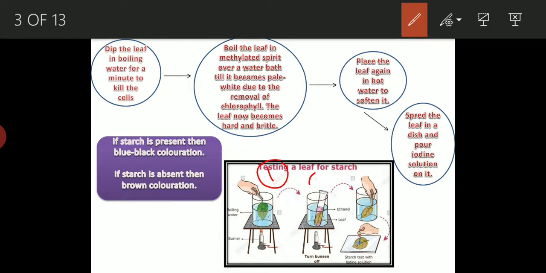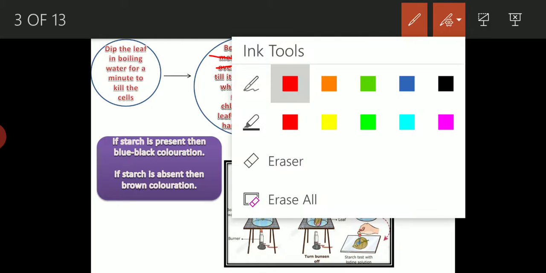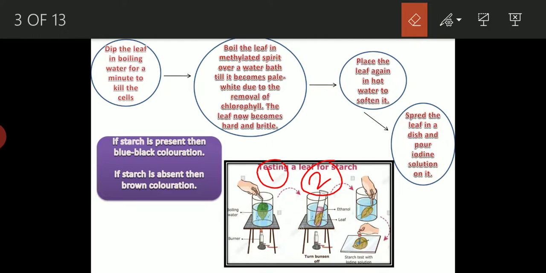Then next, in step number 2, we are boiling the leaf in methylated spirit. Methylated spirit, or you can use ethanol, any one. This is step number 2, and we have to keep that test tube containing ethanol or methylated spirit and the leaf in a water bath. That means in a beaker containing water, just similar to this picture.